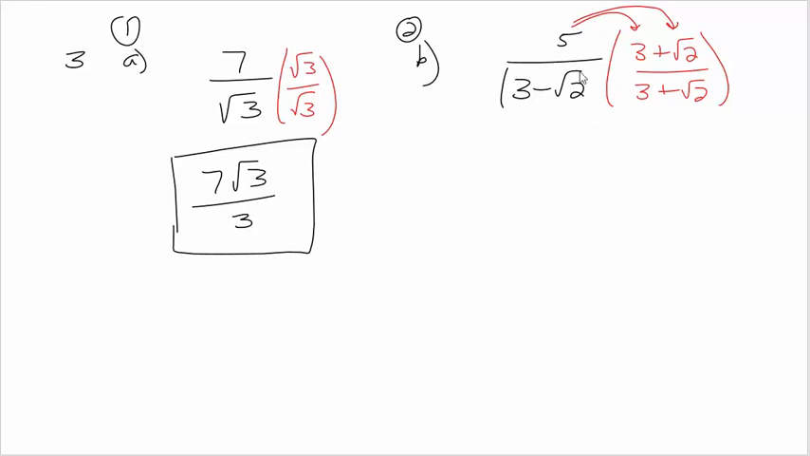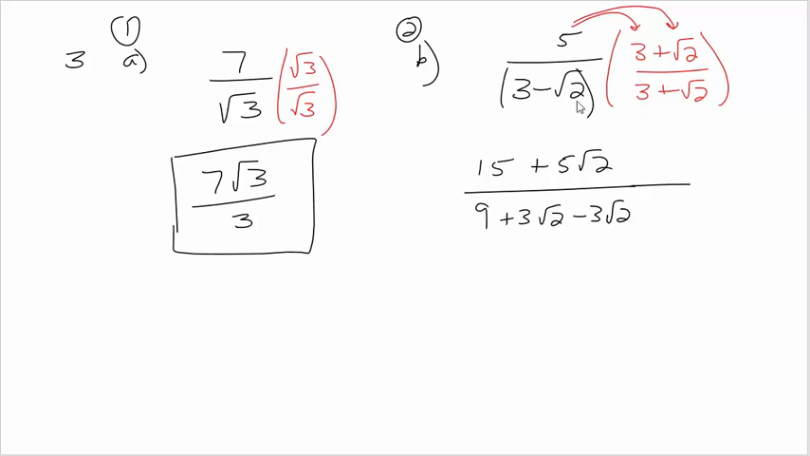Right? So let's do the numerator first. So 5 times 3 is 15. 5 times root 2 is 5 root 2. So in the denominator, we're going to have 3 times 3, which is 9. 3 times root 2, which is positive 3 root 2. Negative root 2 times 3, which is minus 3 root 2. And negative root 2 times positive root 2, which is negative root 4, which is just 2.